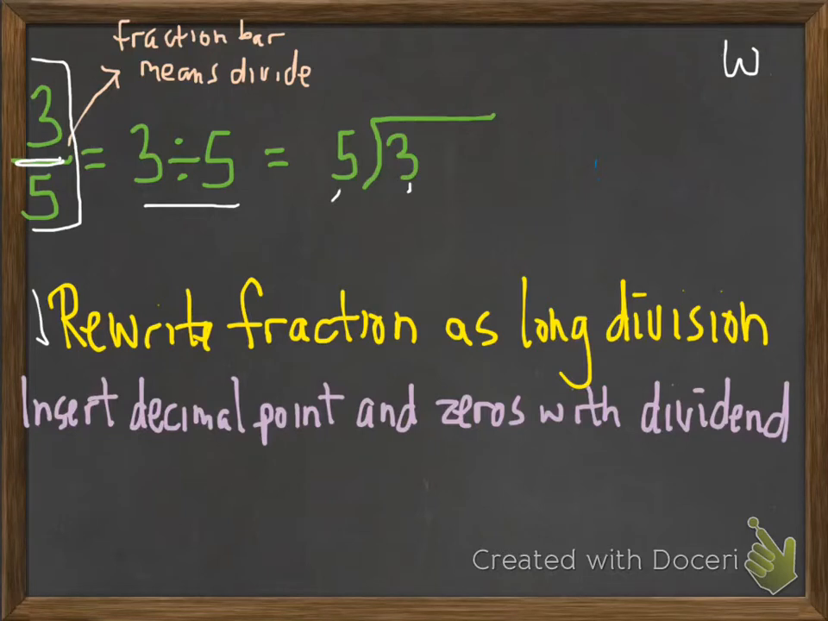And the other step here in purple: insert decimal point and zeros with the dividend. Remember, this dividend is the one inside the house. So decimal point means right after the 3. And we'll just insert a couple zeros. Remember, 3 is the same thing as 3.00, but we're going to need those decimal places because we're going to have a decimal number. Now we just carry out long division.